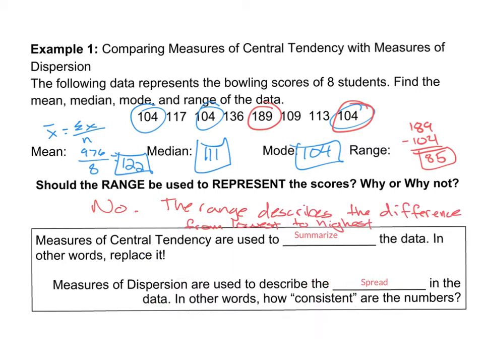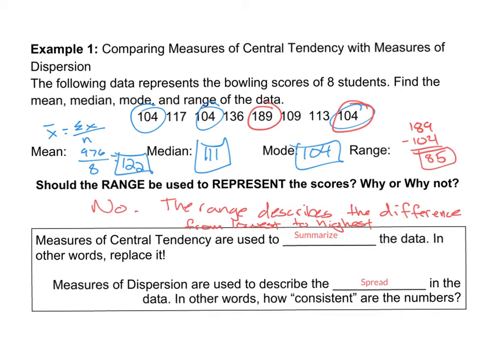So in general, the measures of central tendency are going to be used to summarize your data. In other words, replace it. So we're taking all of those numbers and replacing them with the summary and saying, well, on average, we talked about all these things that just represent the middle, the average. So we would be able to say, all right, the middle is about 122. Or if we use the median, we're going to say it's 111 if we want to get rid of that 189 outlier. Where the measure of dispersion is going to be used to describe the spread in the data.